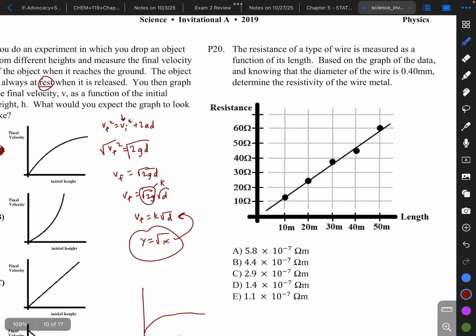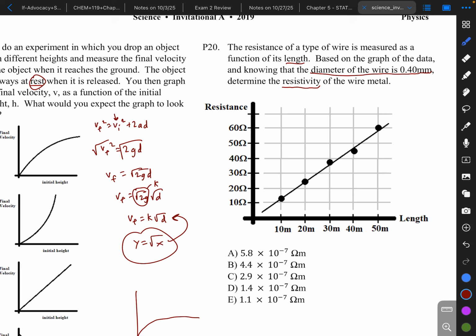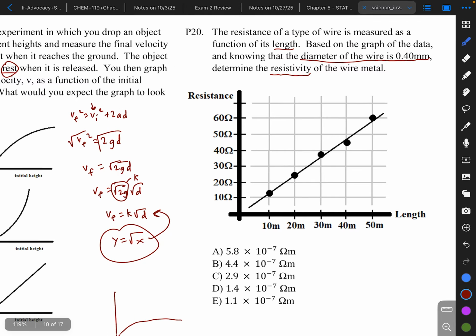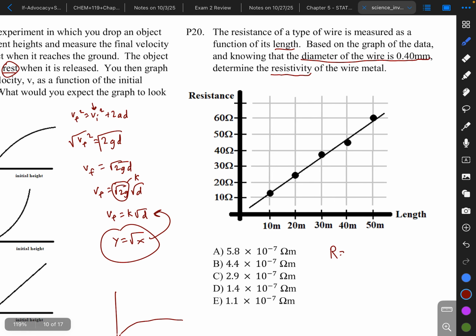For number 20, it's going to be our graph question. And we are told that the resistance of a wire is measured as a function of its length. And based on the data, you know that the diameter of the wire is 0.4 millimeters. We're asked to find the resistivity of the wire. So we know the resistance equals the resistivity, which I'll just put as lowercase r, but there's another symbol for that. Actually, now that I think about it, I think it's a rho, times the length of the wire divided by the area, the cross-sectional area of the wire.